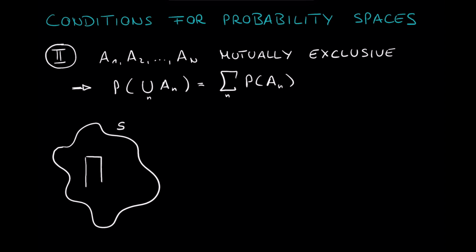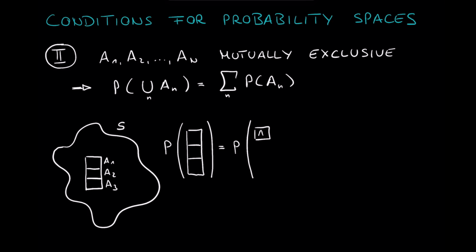Assume that you have this sample space with three events A1, A2, and A3. The probability of the union of the three events is the probability of the first one, plus the probability of the second one, and the third one.